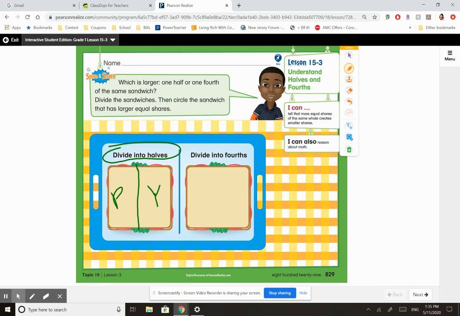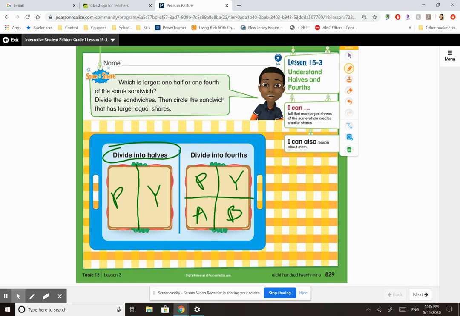Okay? The next sandwich, they want us to divide it into fourths because it's going to be shared with 4 people. All right. So now one for me, one for you, and this could be for person A, and this could be for person B. All right. So the question now is, which is larger, half of a sandwich or fourth of a sandwich?